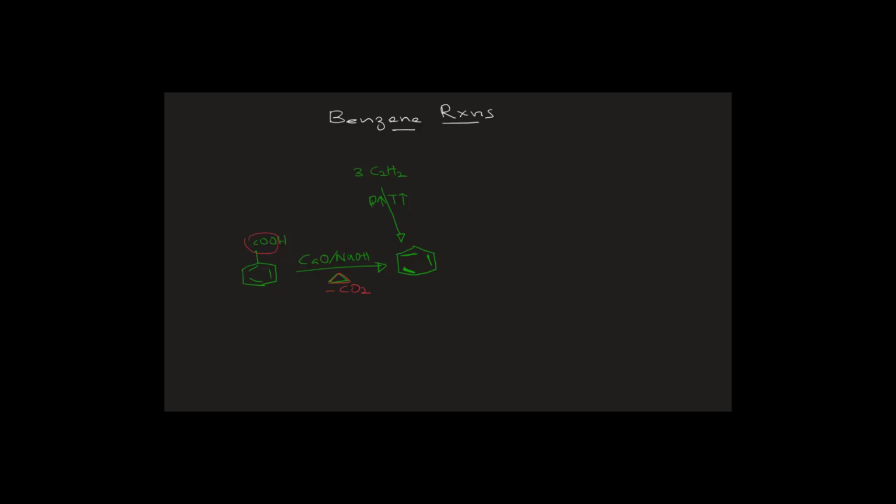So what's the other method? You can also use phenol. In phenol, you have to remove a hydroxyl group, right? So how do we do that? We react with zinc powder, and it's a reduction. So that will give you benzene.